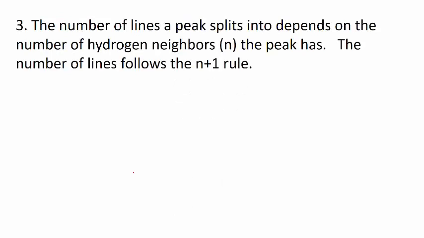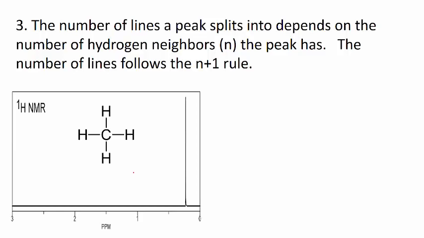The number of lines a peak splits into depends on the number of hydrogen neighbors that the peak has. The number of lines follows the n+1 rule. Going back to methane, there are no neighbors here, right? Each hydrogen is identical, so I see one peak and it's not split into anything.